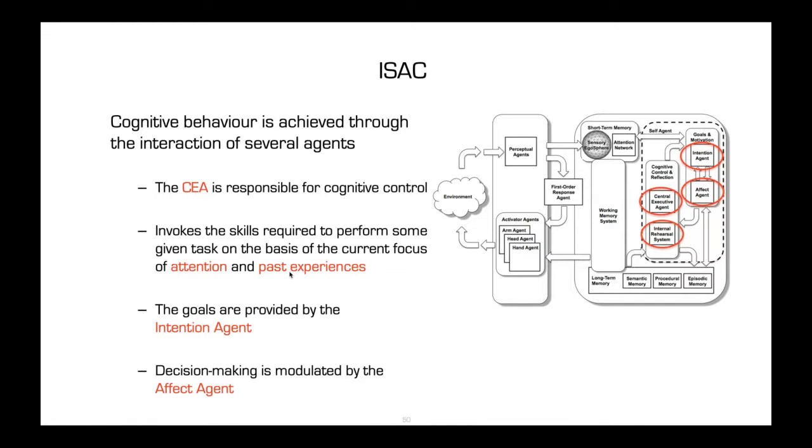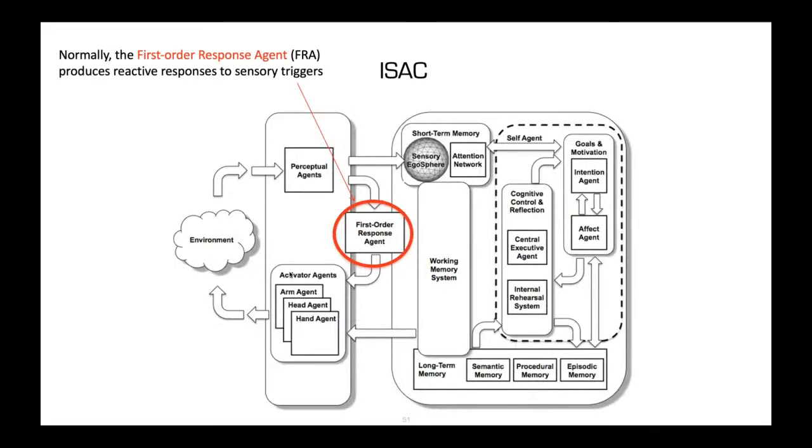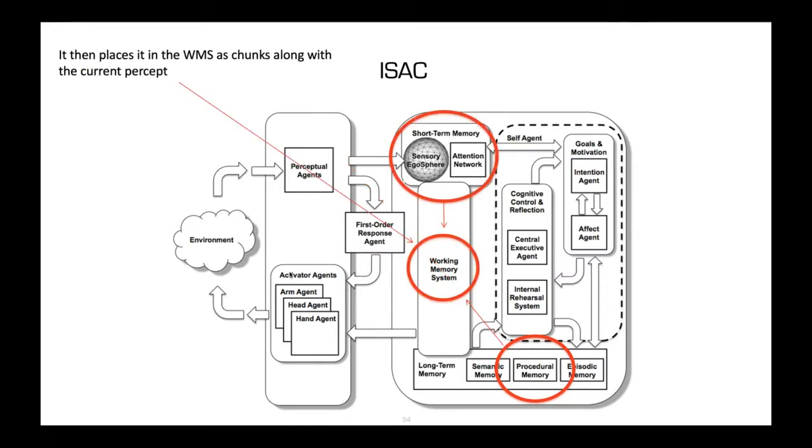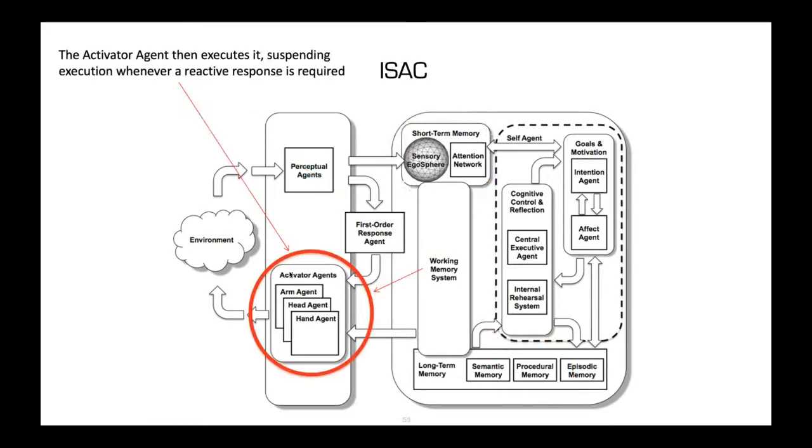And the internal rehearsal system is used, as I'll show you in a moment, as a way of determining whether the actions that you've selected will give you the outcome that you want. So this is the way that Isaac works. First of all, the first order response agent responds to sensory triggers. And it is also responsible for carrying out tasks. So if it gets a task from its user, it goes to its procedural memory, it sees if it finds a chunk that matches the current context, and it transfers that to working memory along with the current percepts. And then this is handed over to the activator agents, which then execute.